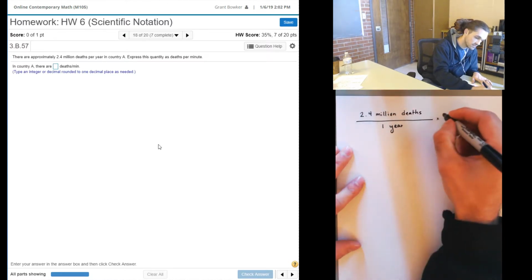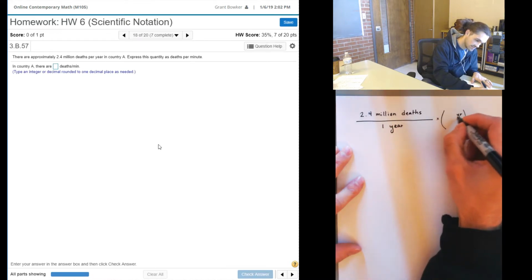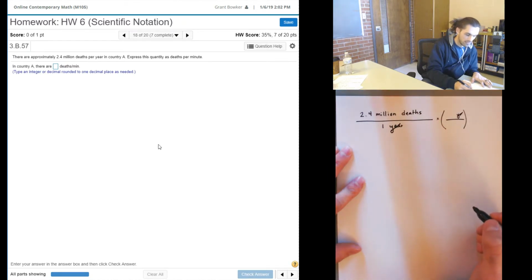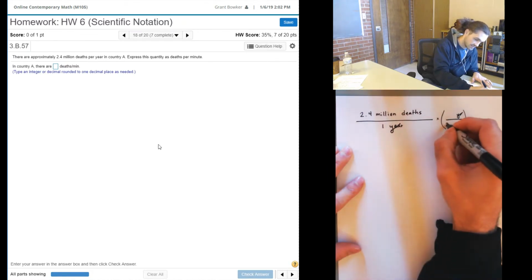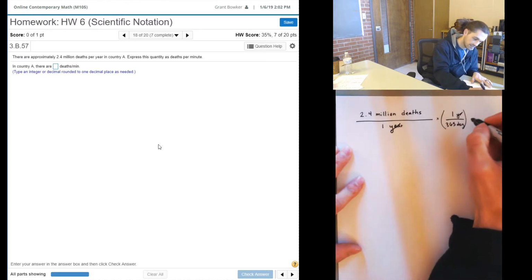So I don't want years, I want minutes. So years needs to go away, so I need to introduce years upstairs. So years downstairs will go away. The only thing I know about a year is that it has 365 days. So 1 year is 365 days. I don't want deaths per day, I want deaths per minute. So I don't want days, so I need to introduce a new fraction where days is upstairs, day downstairs undoes day upstairs.